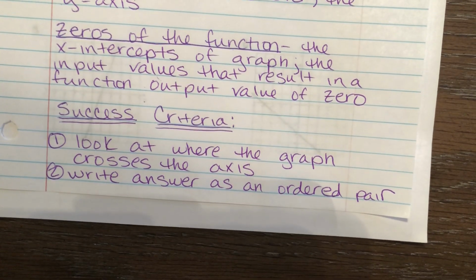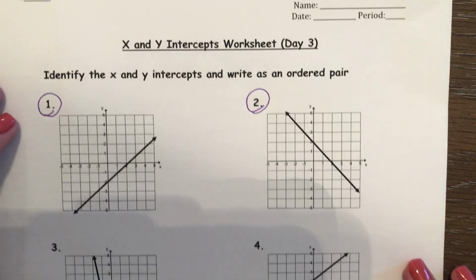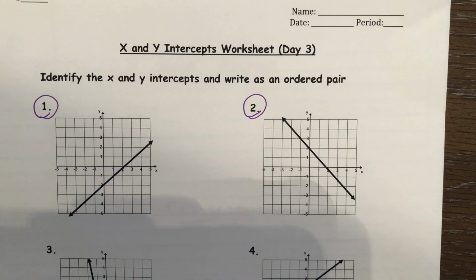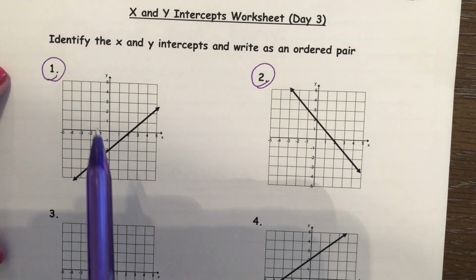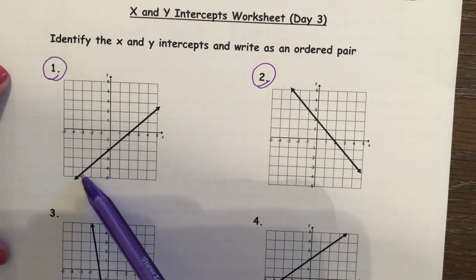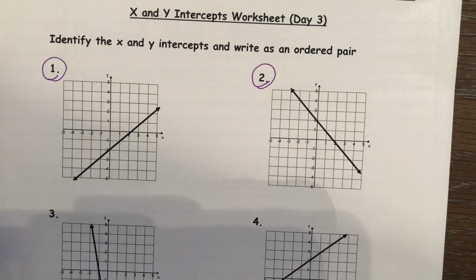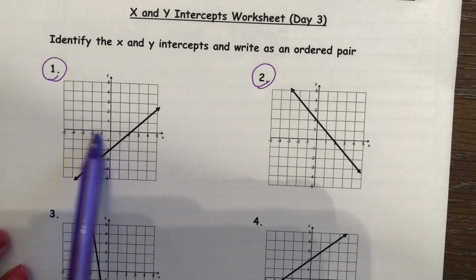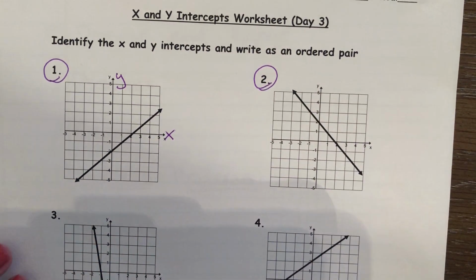All right, so let's look at some of these examples here. This worksheet is found under classwork in your Google Classroom. We're going to do the first 2 together, and then I want you to complete the other 4 and turn it in for your assignment. So number 1, here is your graph of the function, just a straight line. To find the x-intercept, we're going to be looking at the x-axis. Here's your x-axis, and this one is the y-axis.